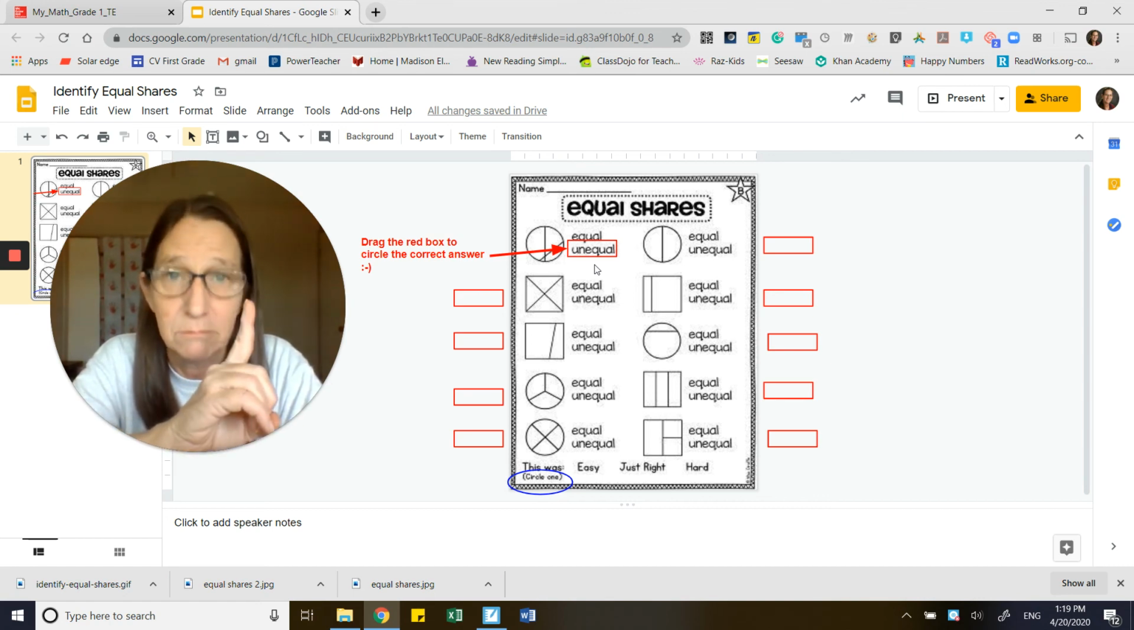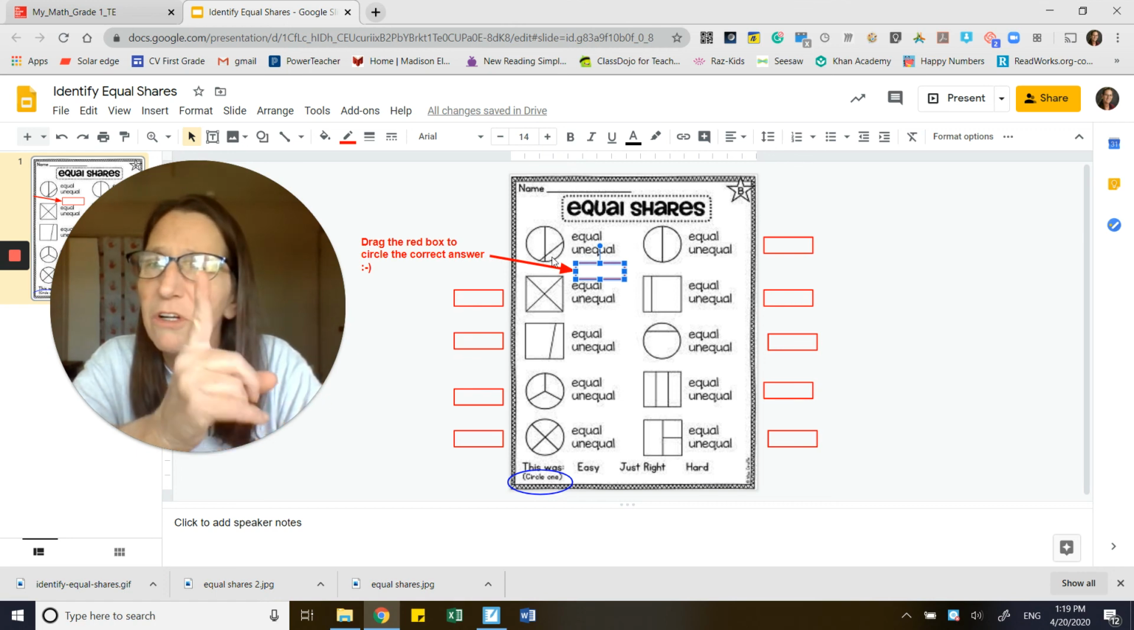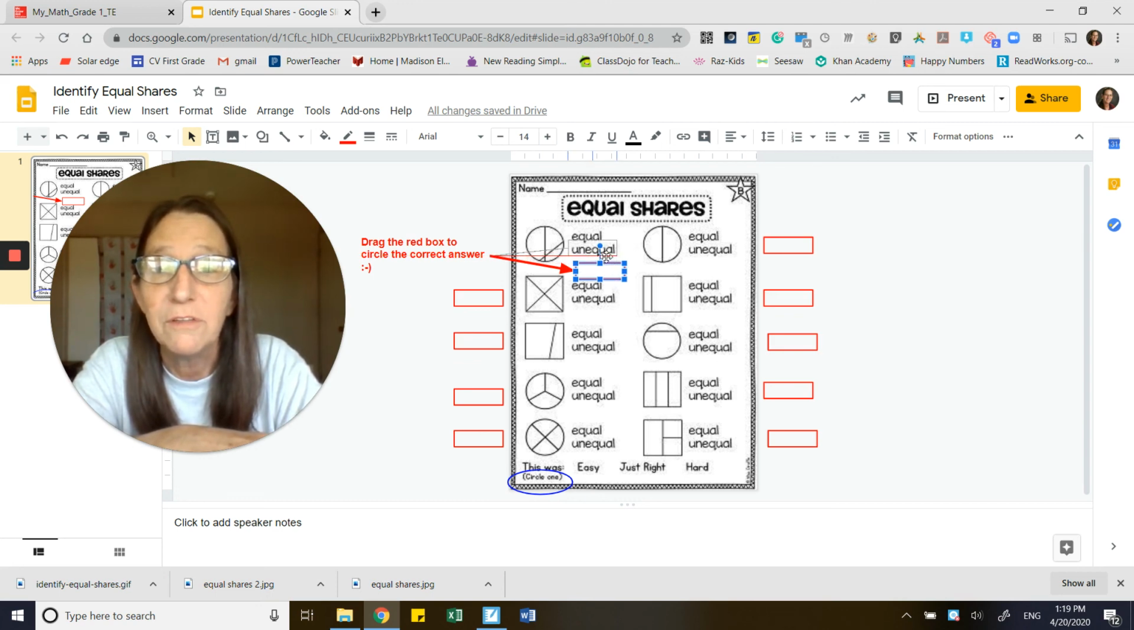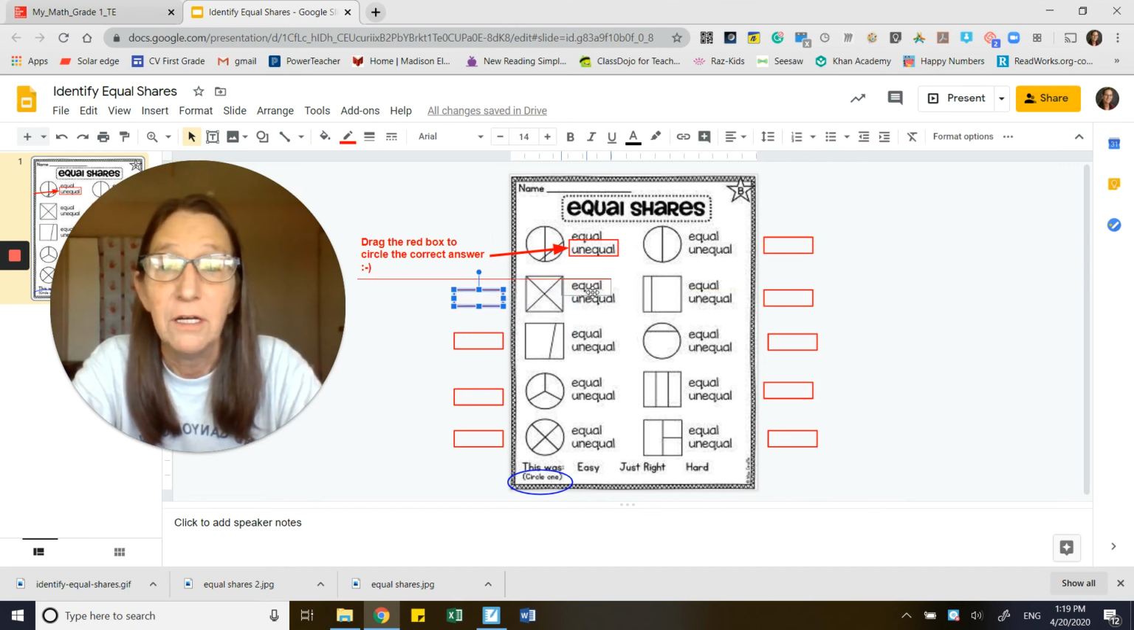Unequal means not, okay? Un means not. And you'll see I have these little squares here for you. I want you to decide, is this circle equal or not equal? Yeah, those are not equal, are they? So I'm going to drag my box and put it on top of the word that says unequal. See how I did that? You're going to take this box and drag it over here. Is that square equal or unequal? You get to decide. Got it? There's a box here for each one of these. You just drag it over. When you're done, let me know.